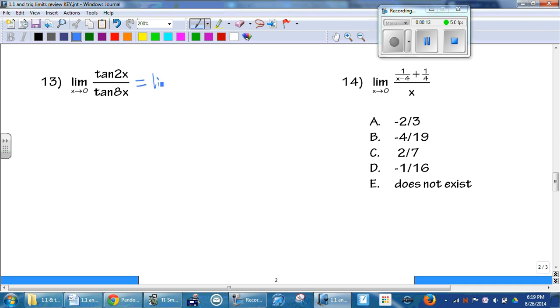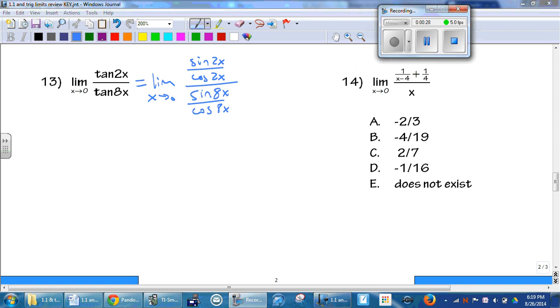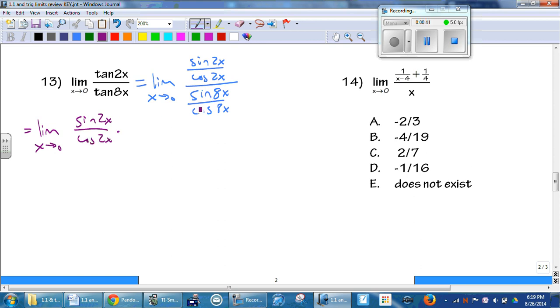So I'm going to rewrite this as limit as x approaches 0 of sine of 2x over cosine of 2x, all divided by sine of 8x divided by cosine of 8x. Now we can go ahead and change this from dividing by a fraction to multiplying by the reciprocal. We get limit as x approaches 0 of sine of 2x over cosine of 2x times the reciprocal of this denominator, so we get cosine of 8x over sine of 8x.